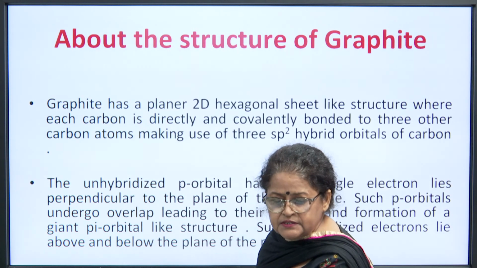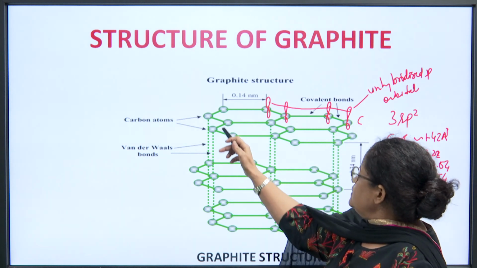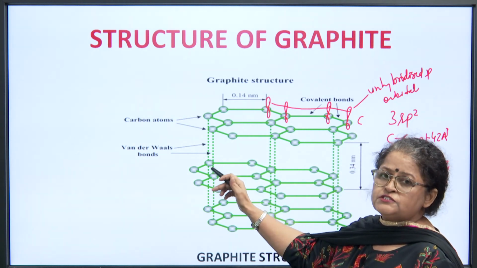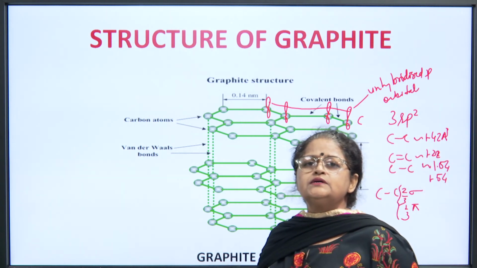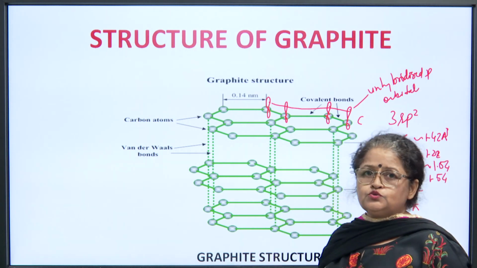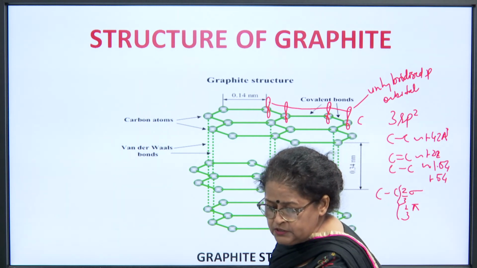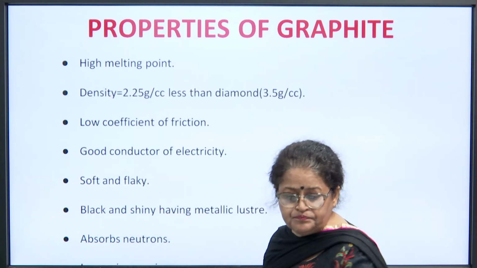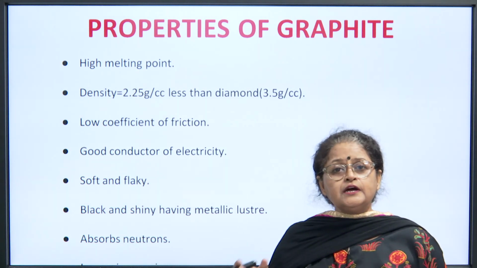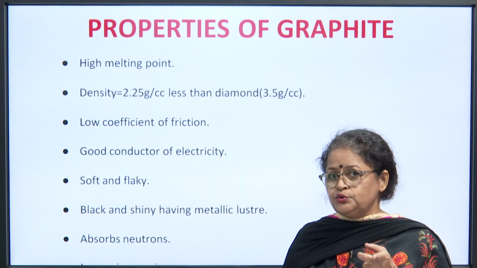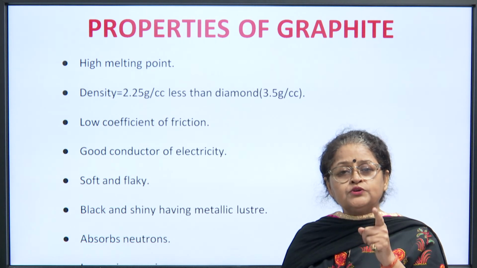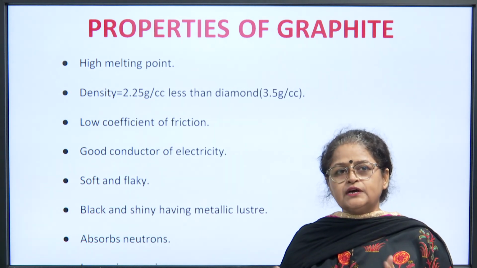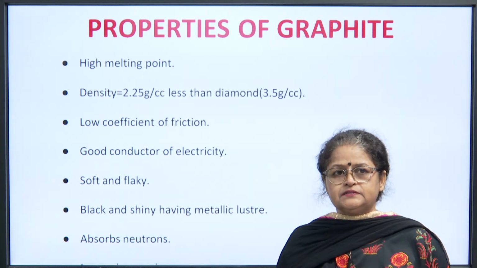We can see it in the diagram because they are held together by weak van der Waals forces, and there is no irregular structure. So the coefficient of friction is going to be low, and that is what makes it a good lubricant. Good conductor of electricity, as I had told you: it has a lone electron in an unhybridized p orbital which easily mobilizes, and therefore conduction of electricity is facilitated.